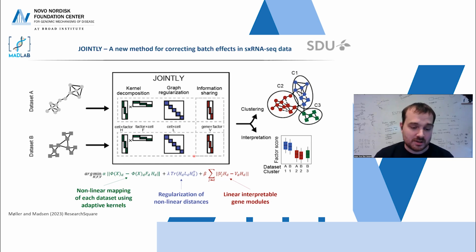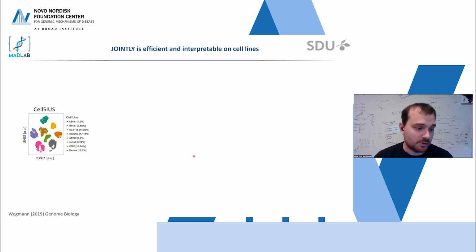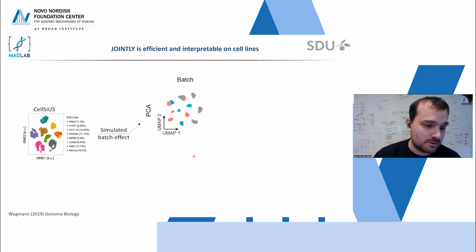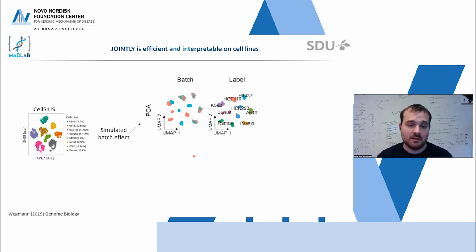And with this algorithm in hand, we set out to test it. And we started with a real, but kind of a toy data set, but it is a real data set. Here, Wegman and colleagues mixed 8 different cell lines and they performed single cell RNA sequencing on them. And it doesn't really have any batch effects. So what we did is that we simulated some batch effects in this. And it looks like this.